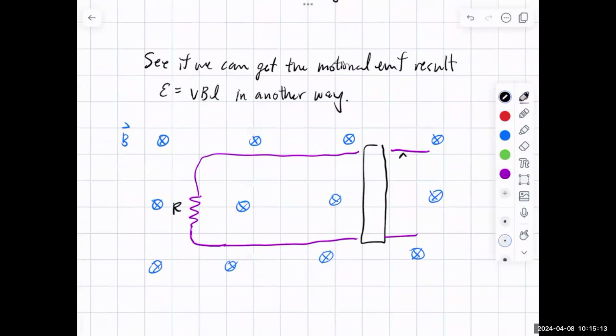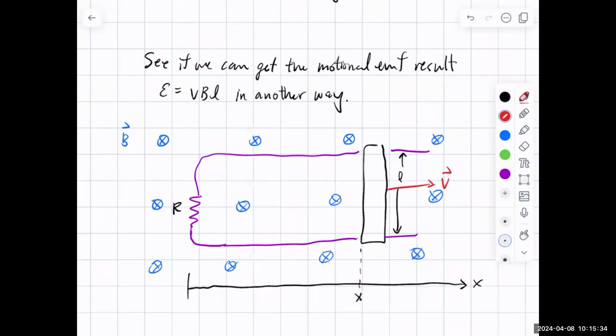This is the length L, and I'm going to make a coordinate system. I'll make an x-axis. And so at this instant, we're at some position x along this axis. Okay, and we're moving this thing with some velocity v to the right. So that's just the normal setup that we've been dealing with for the past 3/4 of a class or something like that. So what we're going to do is we're actually going to calculate the magnetic flux.